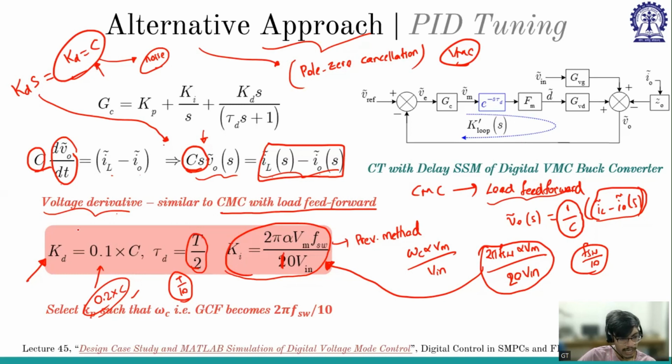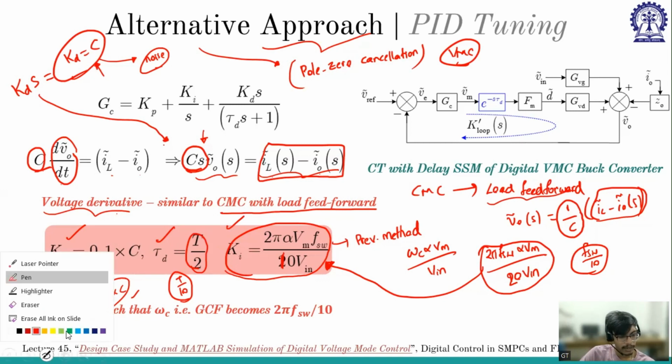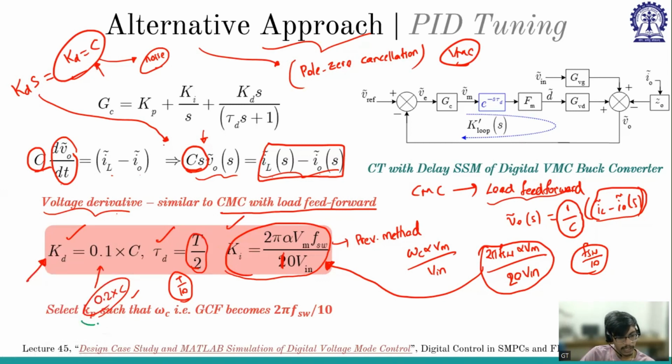So I got Kp, I got tau d, I got Ki. These are not exact values, just approximate, to give you the direction in which you have to go. And how do I find Kp? I find Kp in such a way that my gain crossover frequency becomes 2 pi fSW by 10.